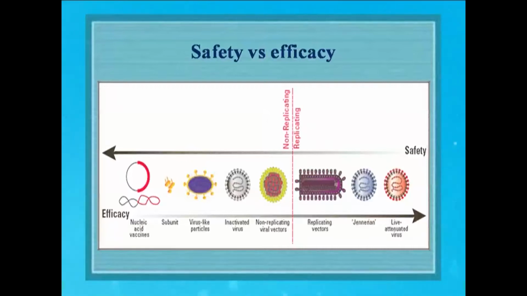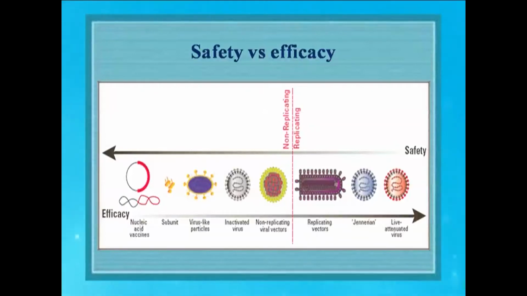On the other hand, the least safe vaccine is the live attenuated vaccine, because live attenuated vaccines always have a chance of reverting back to their virulent form. And if we look from the efficacy point of view, then the live attenuated vaccine is the most efficient one, because it is growing inside the host system. It is acting like a real infection. So this is the most efficient vaccine, but at the same time it is the least safe vaccine.